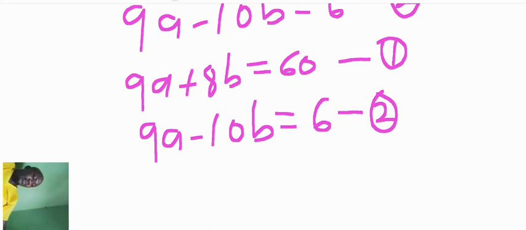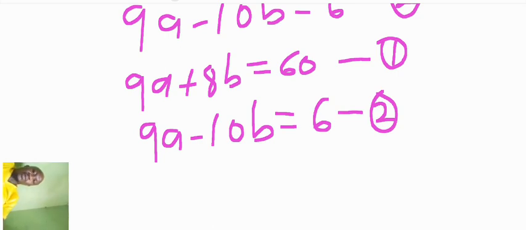Step 1 says that we have to isolate a variable in one of the equations. That is, we make a variable the subject in one of the equations. So this one depends on you. Ask yourself, which of the equations will I take? And which of the variables will I make the subject? So I'm going to take equation 1 and make B the subject in that equation.